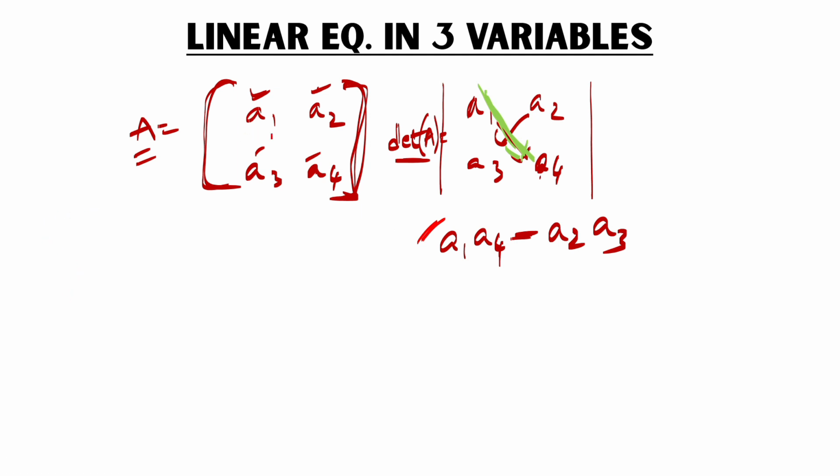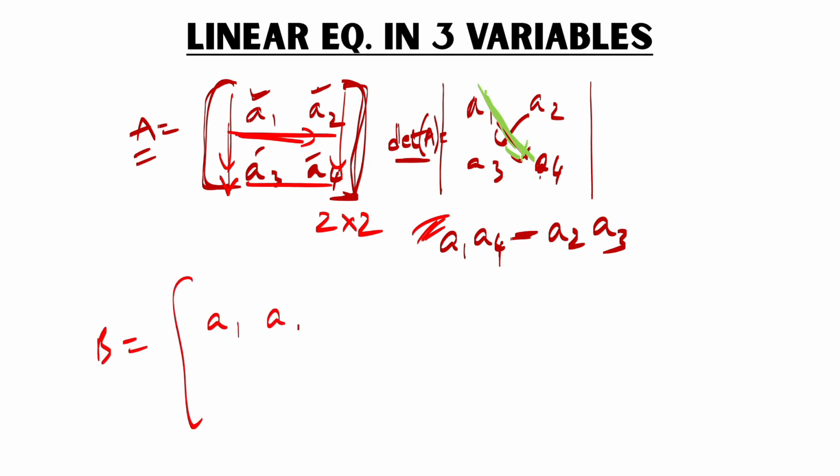So what is the order? These elements are arranged in rows and columns. So this is a row and this is a column. How many rows are there? Two rows. How many columns are there? This is one column, this is one more column. So the order of this matrix is 2 by 2, two rows and two columns. And for a 2 by 2 matrix, this is how we calculate the determinant. If we consider a 3 by 3 matrix, let's say B is equal to a1, a2, a3, b1, b2, b3, and c1, c2, c3.